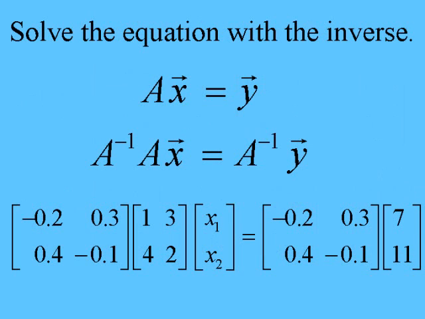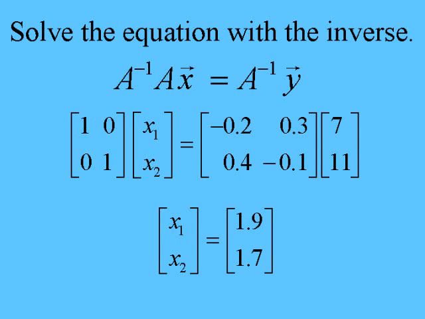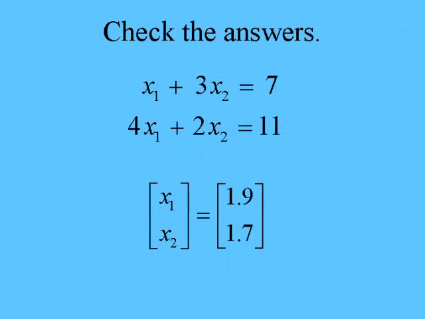Now remember the procedure for solving the matrix equation Ax equals y. Pre-multiply both sides by A inverse, as shown for the example. Now on the left-hand side we multiply the two matrices A inverse times A and get the identity matrix. The identity matrix times the x vector is just the x vector again. And on the right-hand side, we multiply A inverse times the y vector.